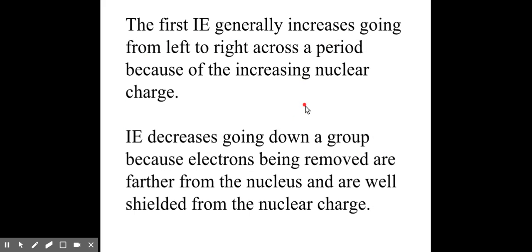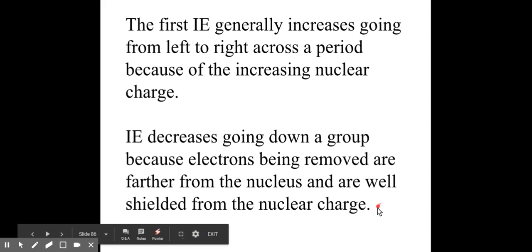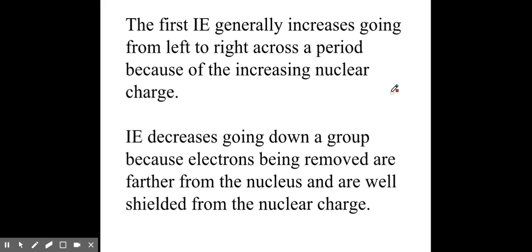The first ionization energy generally increases going from left to right across a period because of the increasing nuclear charge. And then it decreases going down a group because the electrons being removed are farther from the nucleus. And that has to do with shielding. So if we look at this, the element that would probably have the most ionization energy would be fluorine.